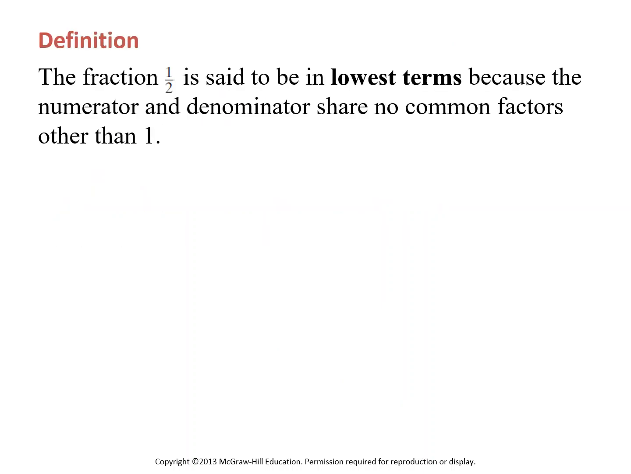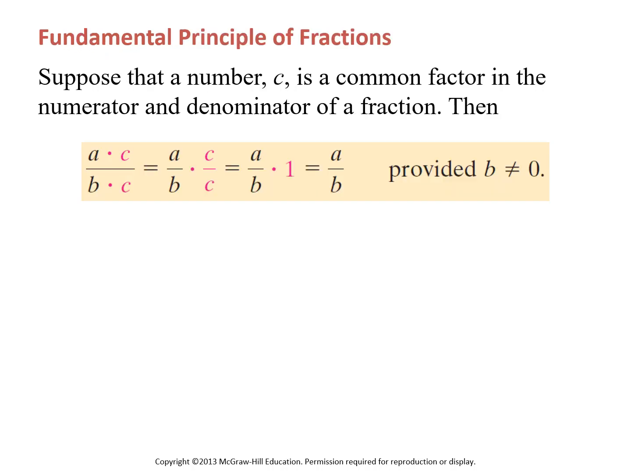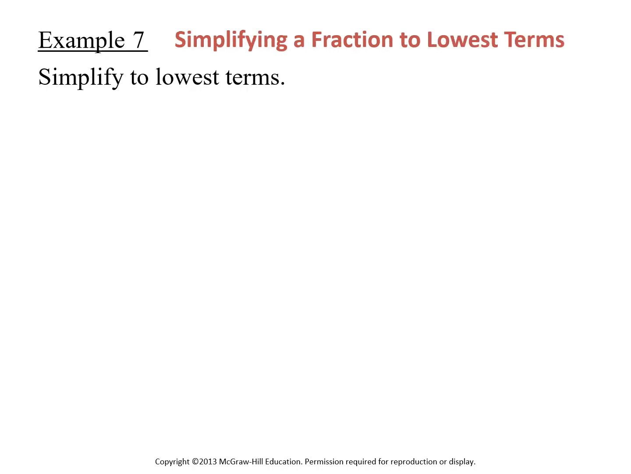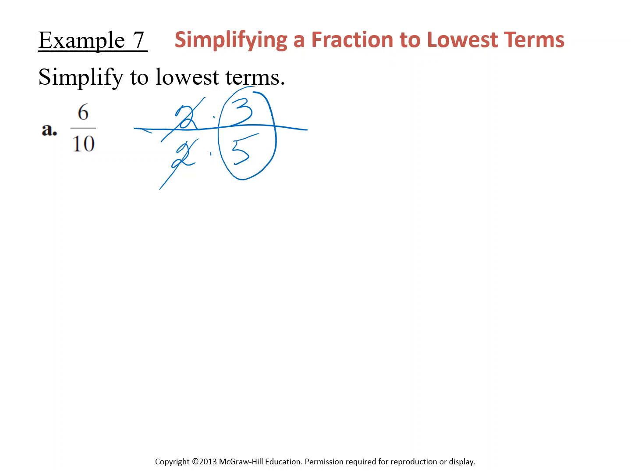The fraction 1/2 is said to be in lowest terms because the numerator and denominator share no common factors other than 1. To simplify a fraction to lowest terms, there are multiple ways, and you can also use a calculator to reduce this fraction. We can divide out any common factor. If you recognize that 2 is a factor of 6 and 2 is also a factor of 10, 2 divided by 2 is 1, and this fraction reduces to 3/5. What we've done is divide out a common factor.